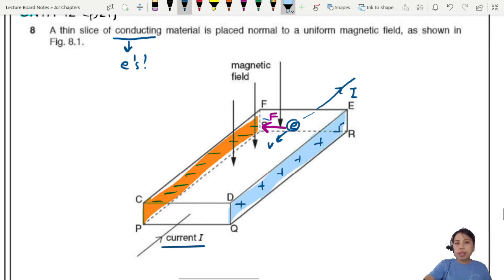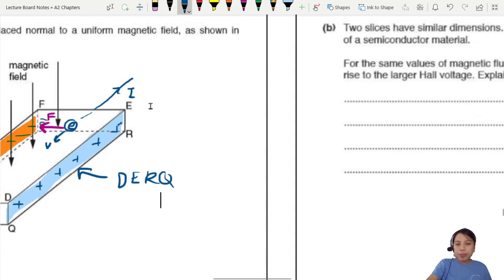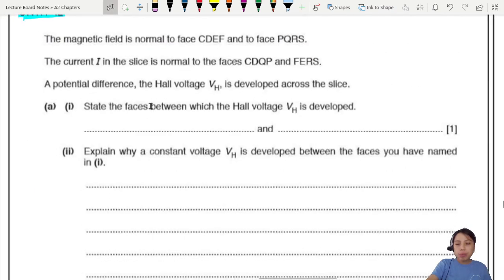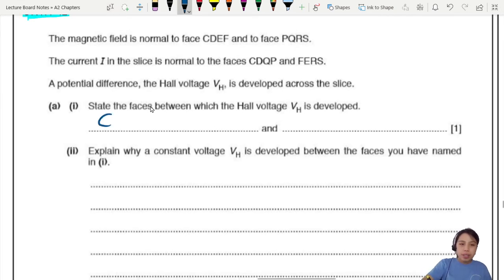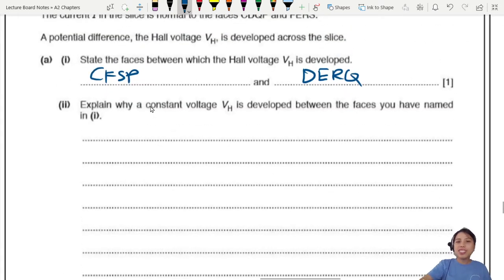Usually in this kind of past year question, we want to describe the faces. We don't say left side, right side. Use the alphabets they give you. This is CFPS, and this side we call DERQ, also can, as long as you talk about the alphabets. So let's write that down. Where will there be a Hall voltage potential difference? You can say CFPS or CFSP, and also DERQ. There's just one mark for this.